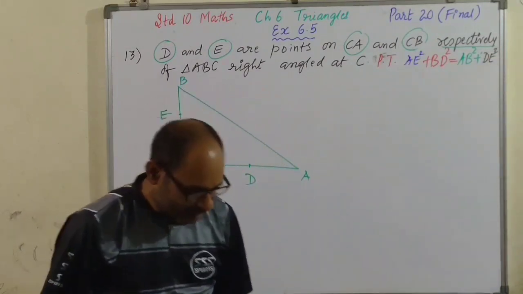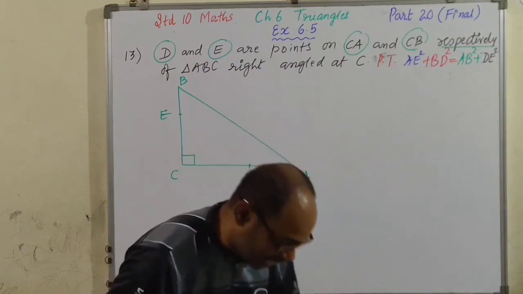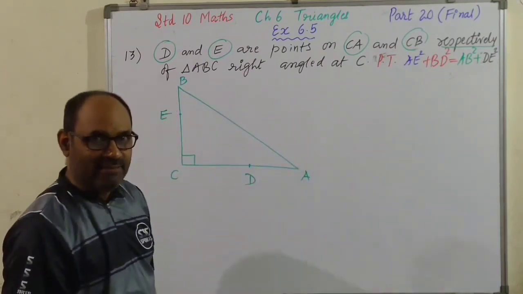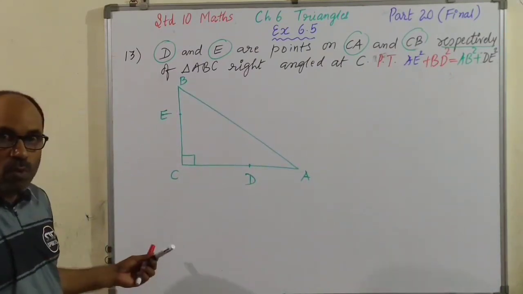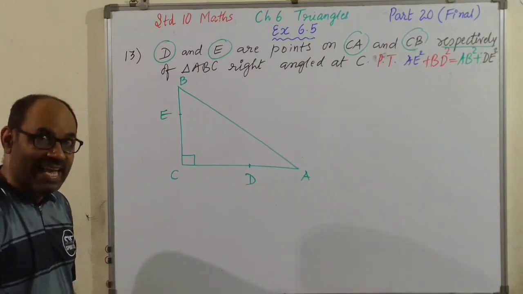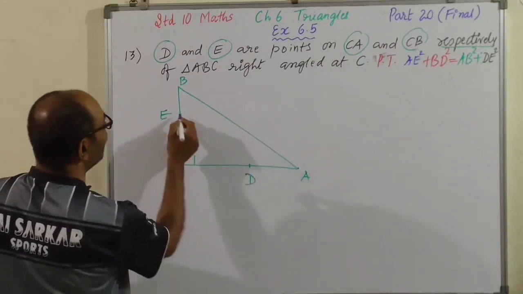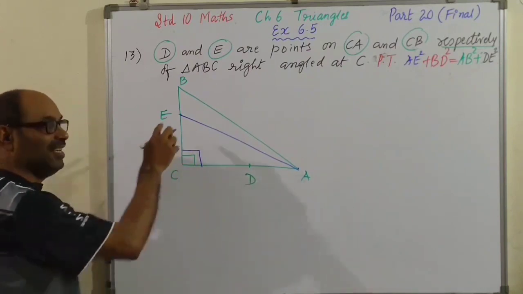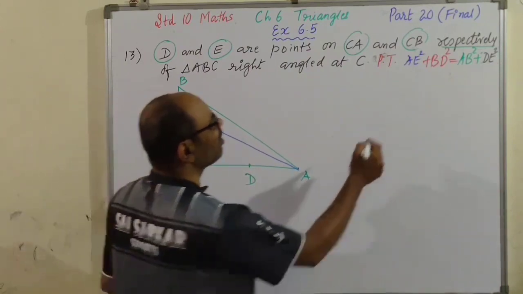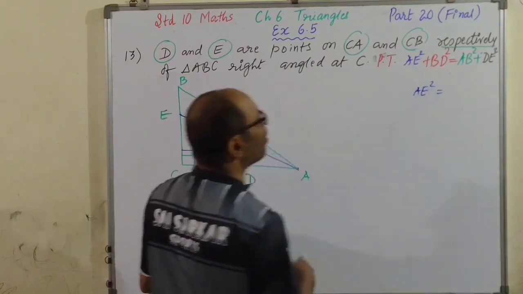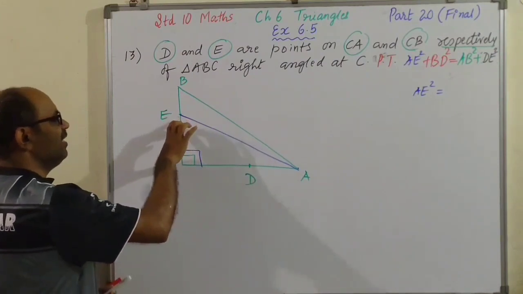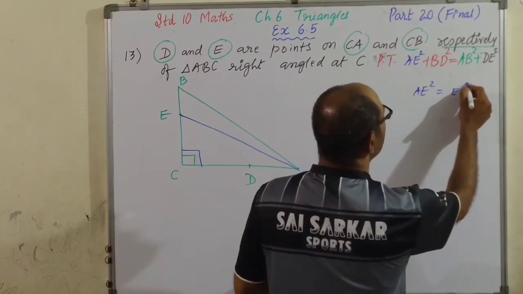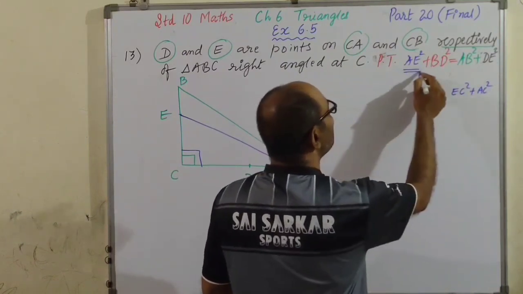Now, to get the left hand side, I'm going to take first blue. AE. Look in the figure. Where is AE? Well, there's no line segment, but points A and E are there. So join them. A is here, E is here. Join it. So you got a right triangle ACE. So what are you getting? AE square is equal to EC square plus AC square. So I'll write that. EC square plus AC square.